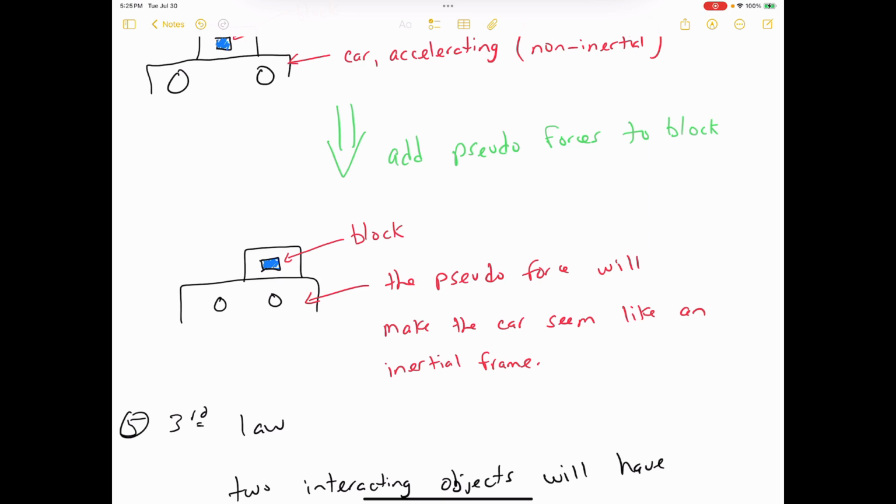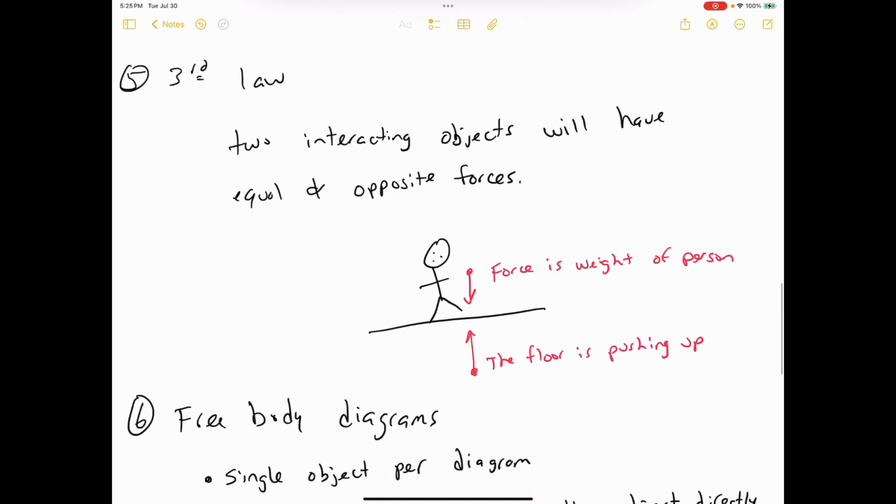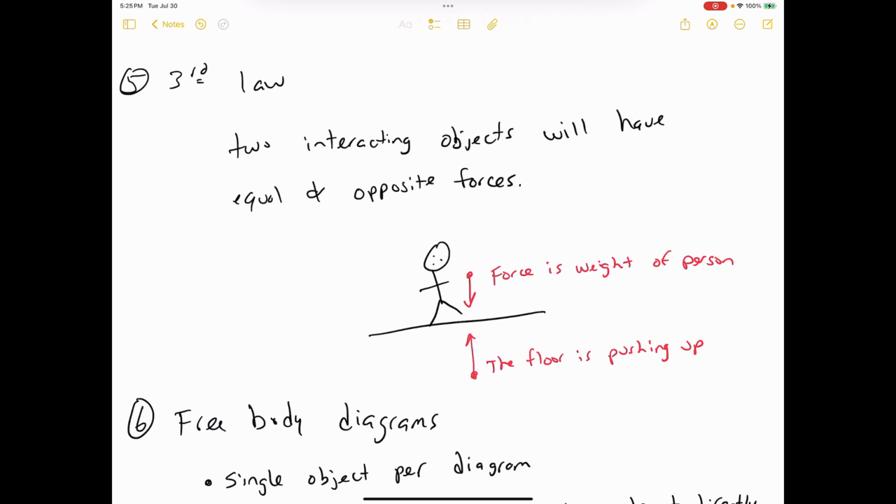Okay. Number 5, I want to talk about Newton's third law. Newton's third law is about two objects that are interacting with each other. Two objects that are interacting with each other will have equal and opposite forces. So for example, here we have a person. This person has a weight, which is gravity that's accelerating down.